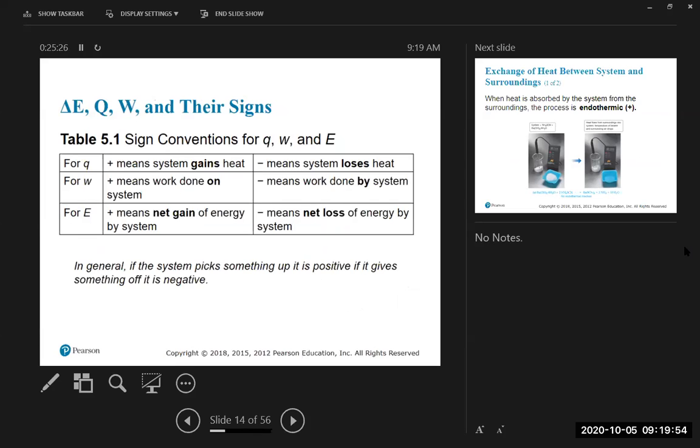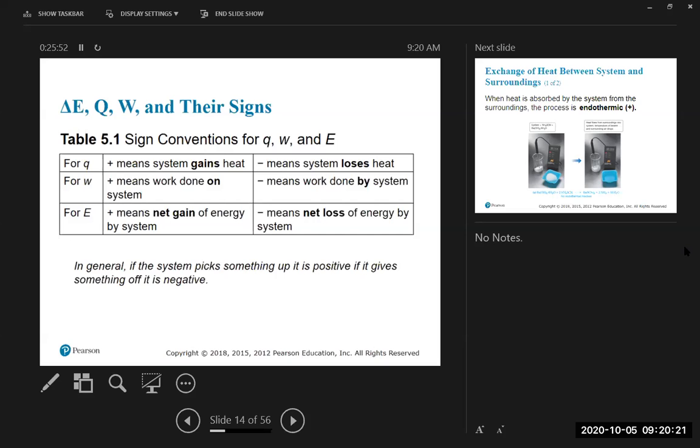So for whether it's heat, work, or energy, you're going to see a common theme here. A positive for Q means it gains heat. A positive for W means work has been done on the system. A positive for E, delta E, that's a net gain of energy by the system.